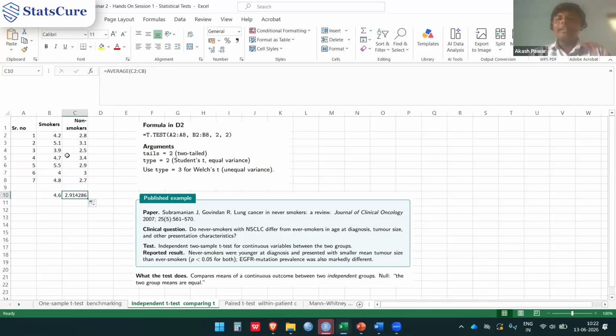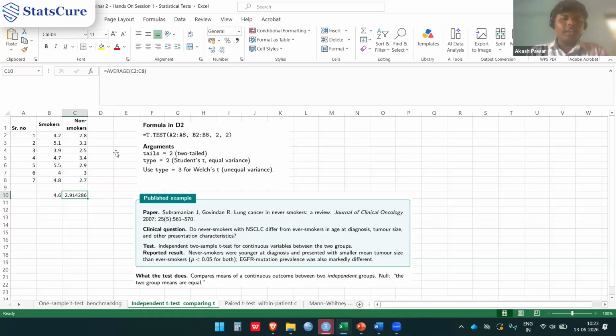So suppose a layman person is doing it. For smokers I had 8 patients, 7 patients, and I put in their values. For non-smokers I did it this way, and I did the mean calculations by taking the average for this, and I will look at the differences, or directly I can say that smokers have higher tumor sizes, non-smokers have lower tumor sizes, and I will make some conclusions.